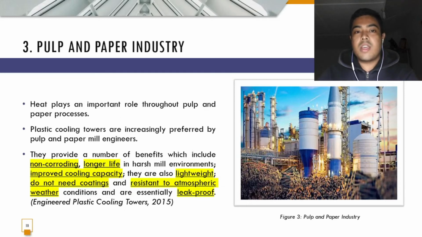So why did they consider using plastic? Because plastic offers many benefits, which include non-corroding, longer life in harsh mill environment, and improved cooling capacity. Plastic is also lightweight compared to metal. Besides that, plastic also does not need coatings, is resistant to atmospheric weather conditions, and lastly, plastic is also leak proof. So as a conclusion, cooling tower has many applications in industry which can benefit humankind.